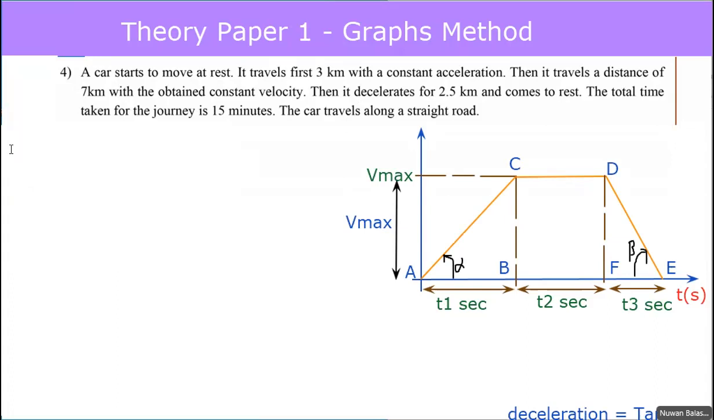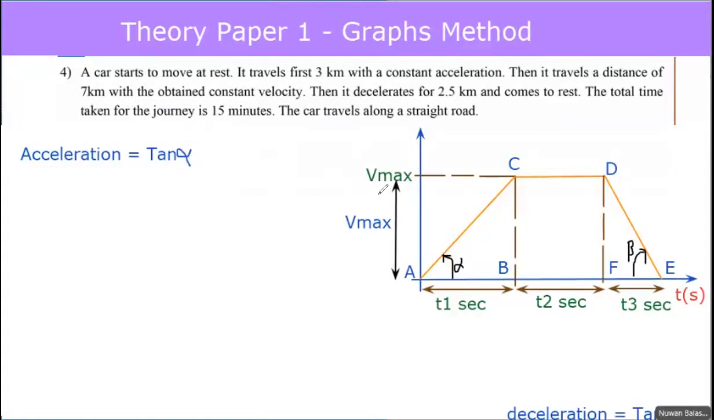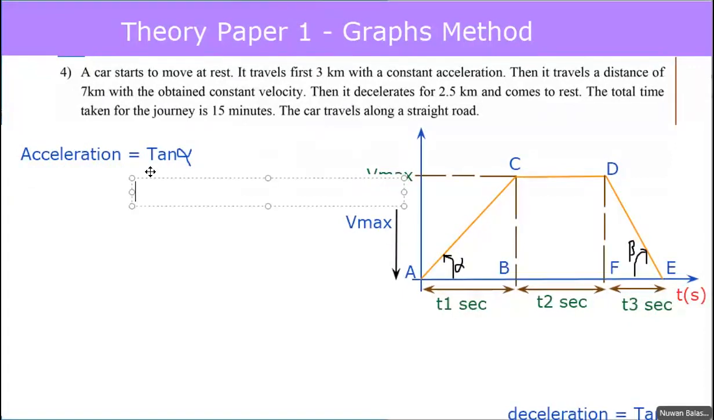Can you find it without my help? Acceleration is tan alpha. From the ABC triangle, tan alpha means opposite side BC divided by adjacent side AB. So tan alpha equals opposite side BC divided by adjacent side AB, right?